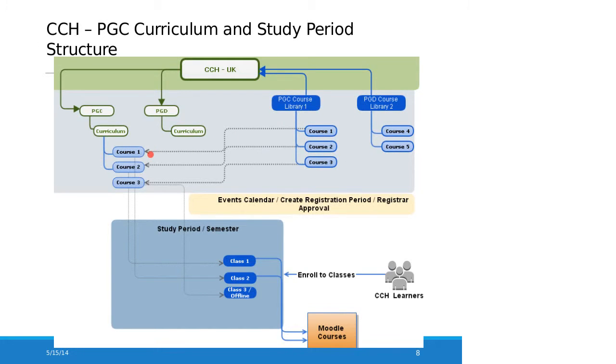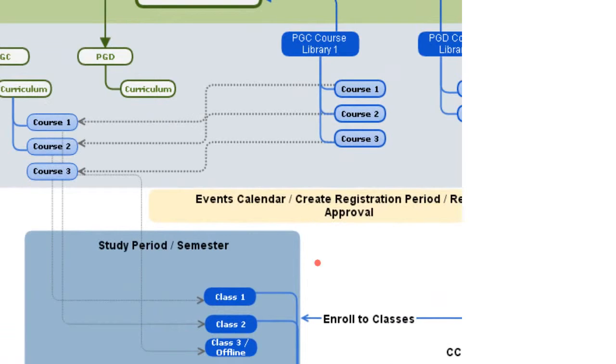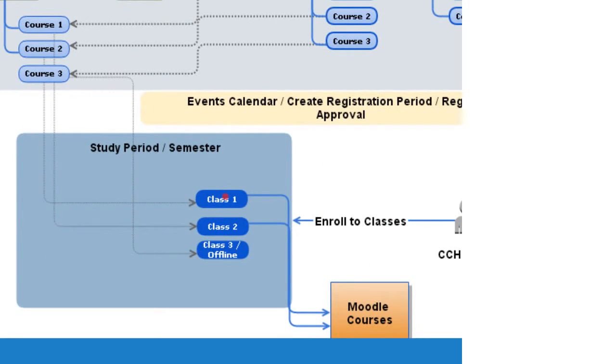They are still like shell courses, and once they want to offer a semester or a study period, that's when they go in and create a new study period, and in that study period they create classes. Classes are of two types, online or offline. For online classes, it asks you to assign a Moodle course. If it is offline, it is an offline course.